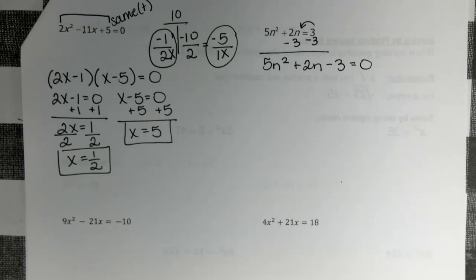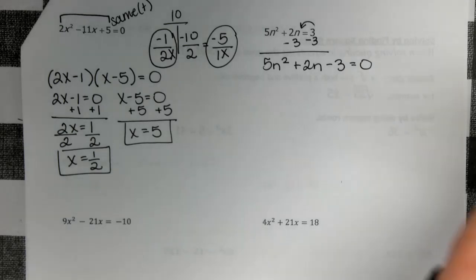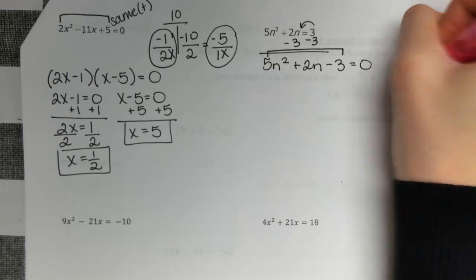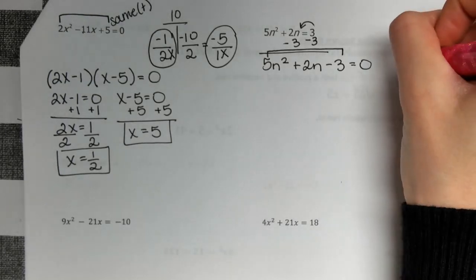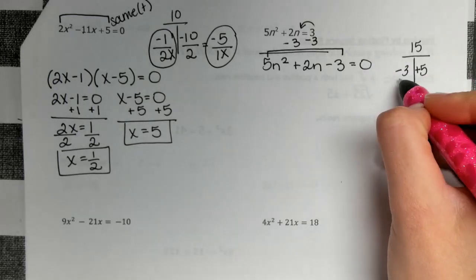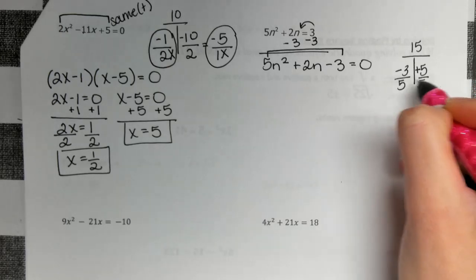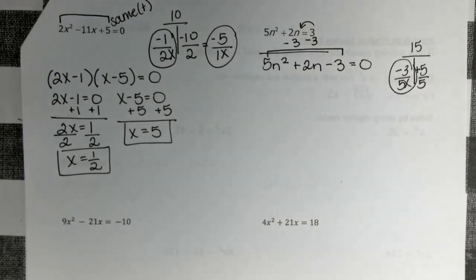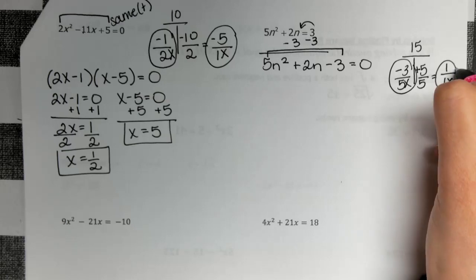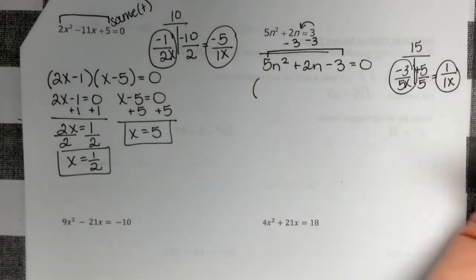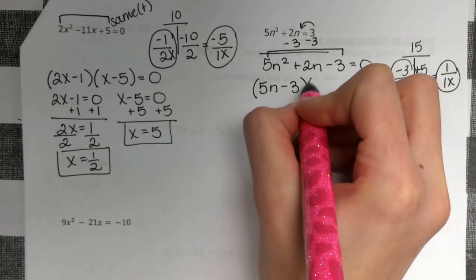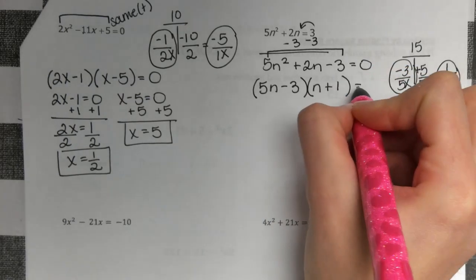What's my first step? So I get 15. Factors of 15 to give me 2. Negative 3, positive 5. And then what? Divide it by 5. Very good. Negative 3 over 5 doesn't simplify. Bottom takes the x. And then 5 over 5 simplifies to 1 over 1. Bottom takes the x. So you're left with 5n minus 3, and then n plus 1 equals 0.